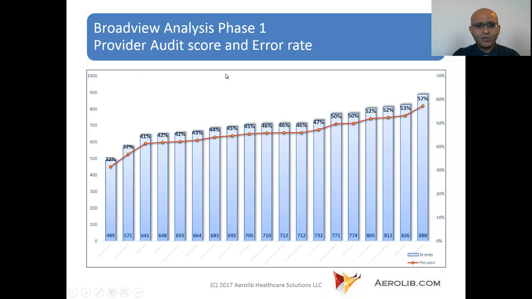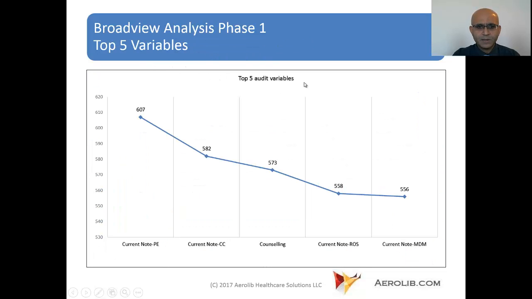And then we do a broad view analysis where we calculate provider audit scores and error rates. We calculate the top 5 audit variables. So for one group, we've noticed physical exam followed by chief complaint, counseling, review of systems, and medical decision making in that order, where physical exam was the number 1 audit variable.